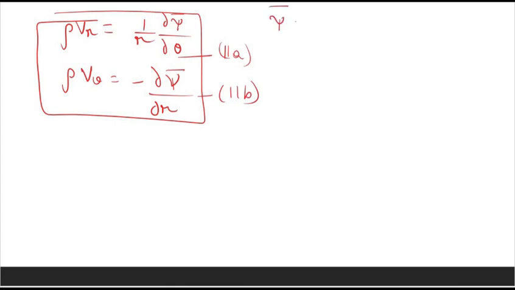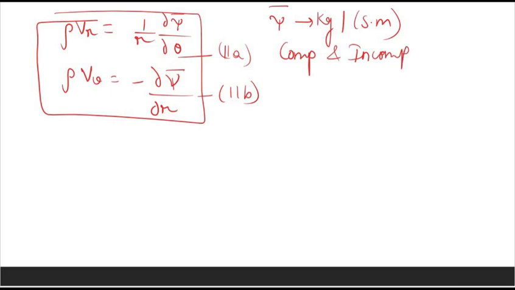Now, what are the units of psi? That is our stream function. The SI units of psi is kg per second meter. This stream function psi is defined for both types of flows, that is compressible as well as incompressible flows.